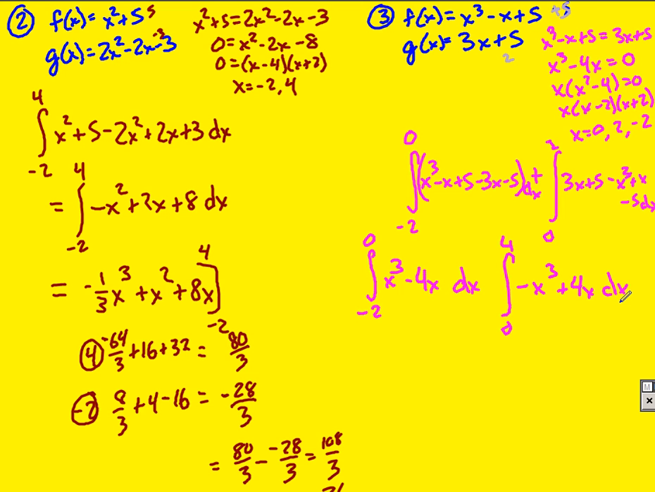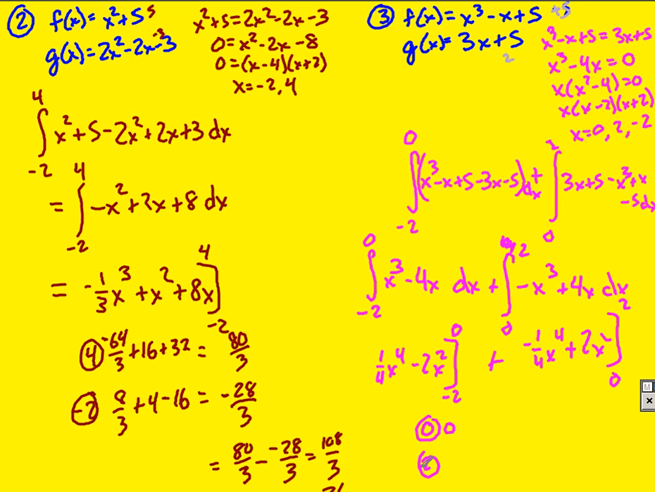What you're going to do is take the antiderivative, 1/4 x to the 4th minus 2x squared. That'll be evaluated from -2 to 0. And then I'm going to have to add here -1/4 x to the 4th plus 2x squared this time. And that's evaluated from 0 to 2. When I plug in 0 here, I'm going to get 0. When I plug in 2, -2 I should say, I'm going to get 1/4, and then this will be plus 8. So 1/4 plus 8 over here.